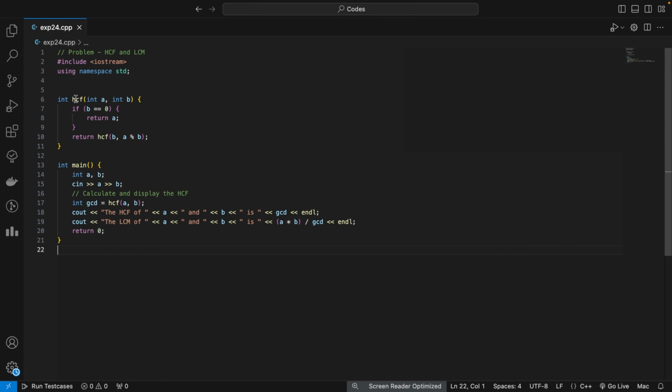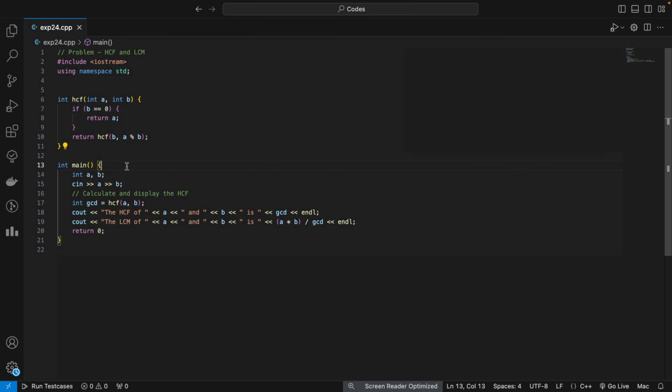So here I have created a function HCF, and as I explained in the explanation part, every time the divisor is getting divided, the new dividend will be replaced by the new divisor. So here we are dealing with the same thing. We'll return HCF of B comma A modulo B. So this is the next divisor, so the divisor becomes the next dividend. That's what we are doing here. And if B is equal to 0, then we will return A. That is the final value.